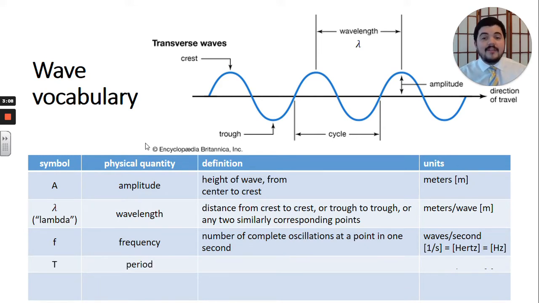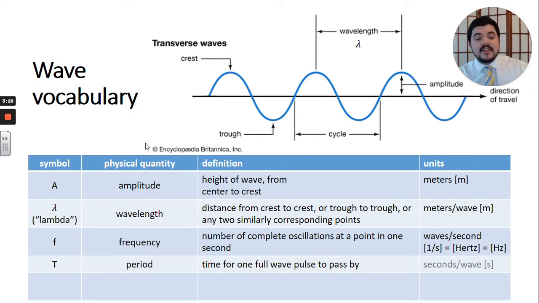We also have the quantity period, whose symbol is capital T. This is the time for one full wave pulse to pass by. And because it's an amount of time, its units are seconds, or in particular, seconds per wave.